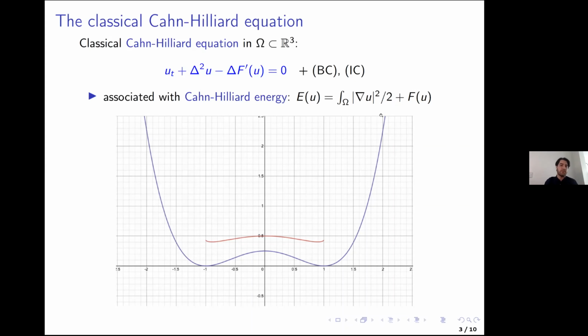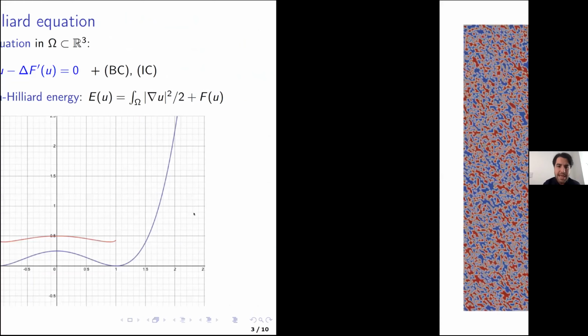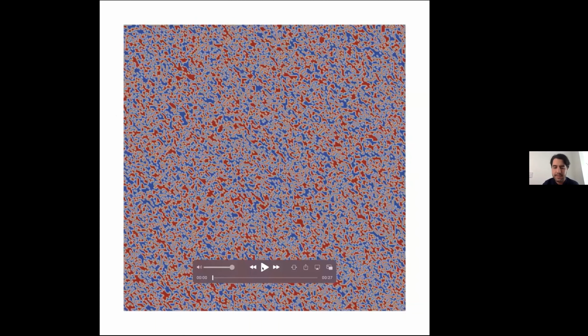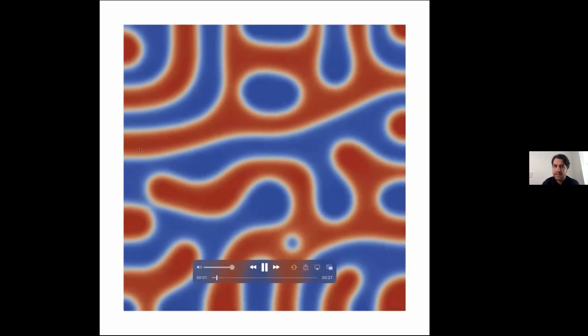And now let me show you some pictures for you to see exactly this phase separation in place. So this is the video on YouTube of the Cahn-Hilliard equation on the plane, right? So this is what you see.